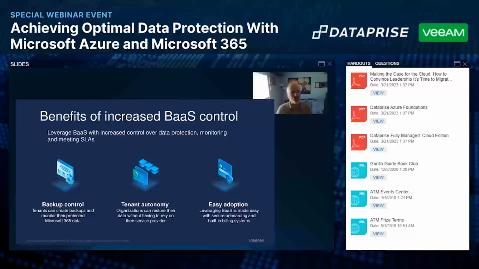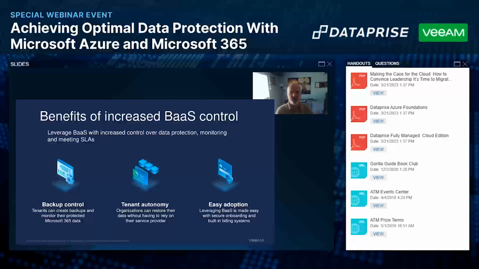So the backup control with BaaS, tenants can create the backups on their own, or you have something like Dataprise where they can manage it end to end for you, right? So again, one of the reasons why some companies went to M365 is they don't want to manage an Exchange server anymore. They don't want to manage SharePoint. All right, so then they think, okay, well now I've got to manage my backups. Well, I got rid of the management of the infrastructure and the servers. I don't want to manage the backups either. So I have the capability to go to a service provider like Dataprise and let them manage it for me.